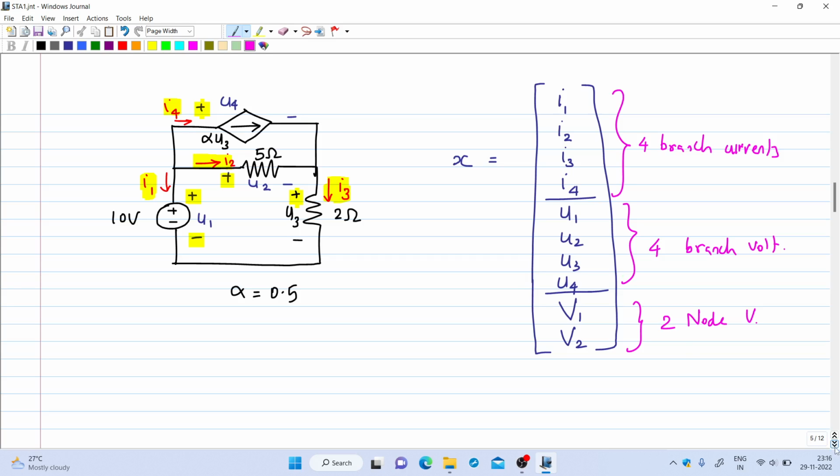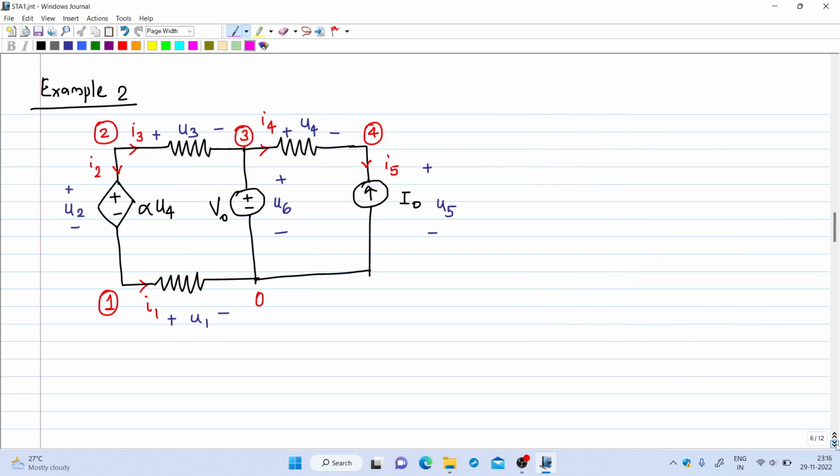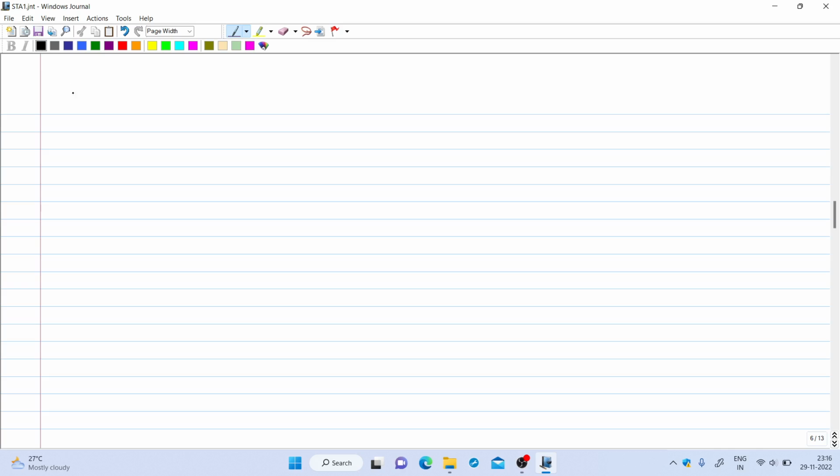So let us write the equations one by one. First we can formulate the KCL equations. So let me copy the previous diagram.